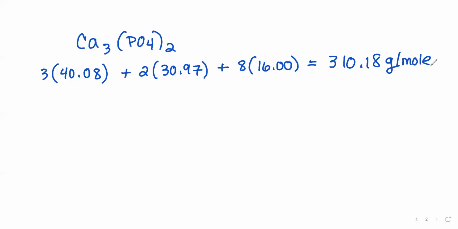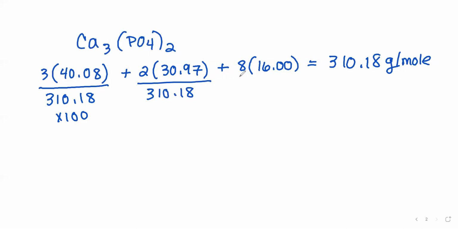So if it was just asking for calcium, I would do 3 times 40.08 divided by my total, which is 310.18, times 100, and I would get my answer. But in this case, I want you to do all of them. So we're going to divide by 310.18 for each one, and then all of those answers, because they are percentages, are times 100. So I'm going to do 40.08 times 3. And then I'm going to divide that by 310.18 times 100.